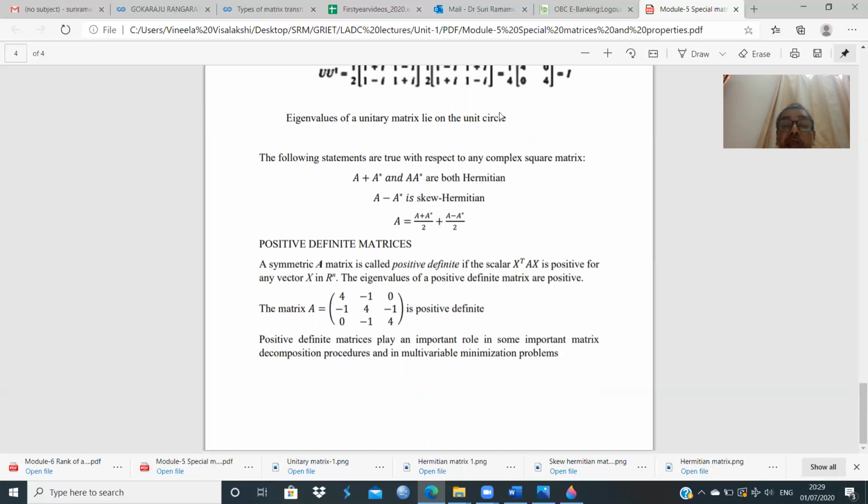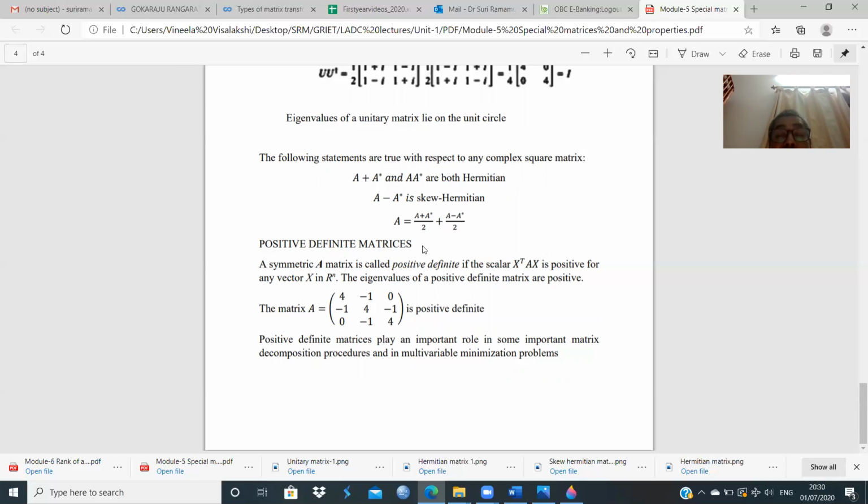We'll close this discussion with a small definition of positive definite matrices, which are very, very important in the context of function optimization. A symmetric matrix A is called positive definite if the scalar product X transpose into A into X returns a positive number for any non-zero vector x in Rn.